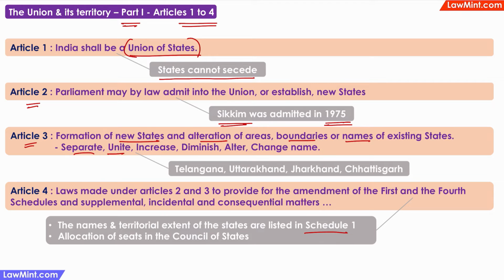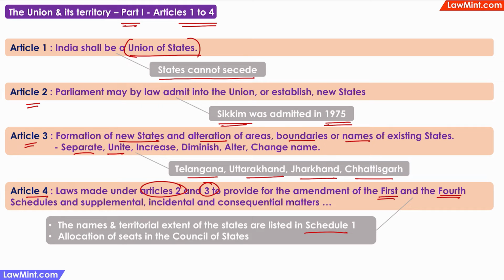Article 3 has actually been used quite frequently in the recent past, when states like Telangana, Uttarakhand, Jharkhand and Chhattisgarh were created. Article 4 is more procedural in nature. It says that if the Parliament admits new states into the Union under Article 2 or uses any of the powers given to it by Article 3 to create new states, then the first and the fourth schedules of the Constitution should also be amended.